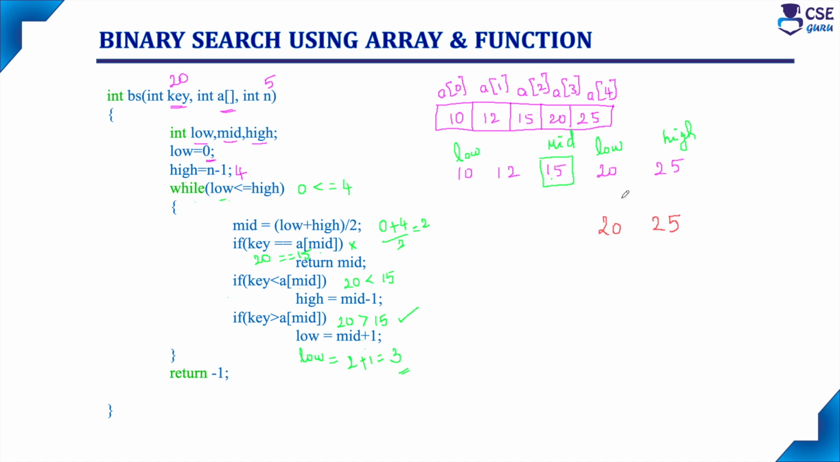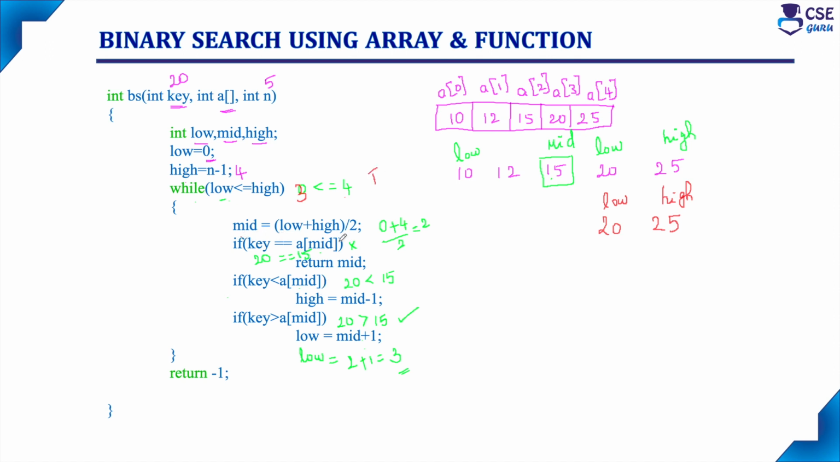Okay, so in this right part of the array, low is nothing but 20. So here itself we will compare. Low is 20 and high is 25. Check the condition whether low is less than or equal to high. Low is the A of 3 location, and this is the A of 4 location. Low is 3. Check whether 3 is less than or equal to 4. Condition true. Now find the mid value.